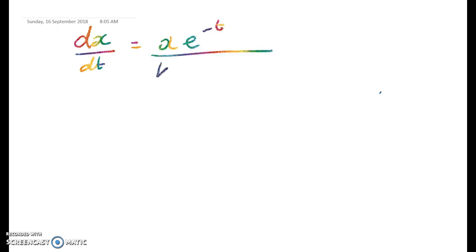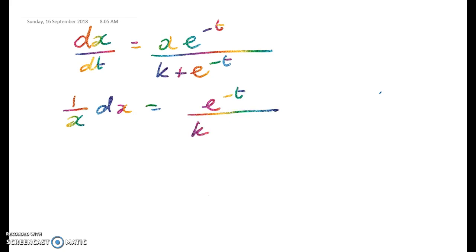So here's the first bit. We've got dx by dt is equal to this. Separating the variables gives me 1 over x dx is equal to e to the negative t over k plus e to the negative t. I'm going to integrate both sides.